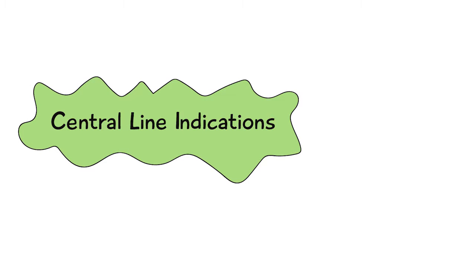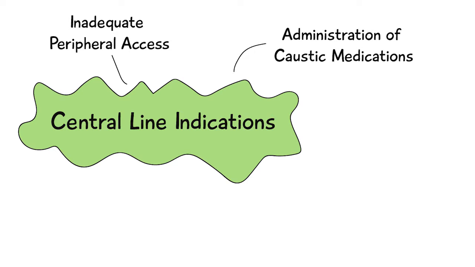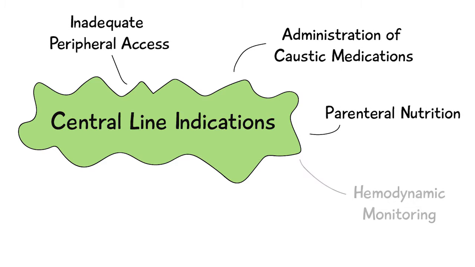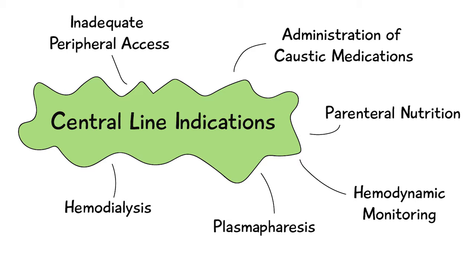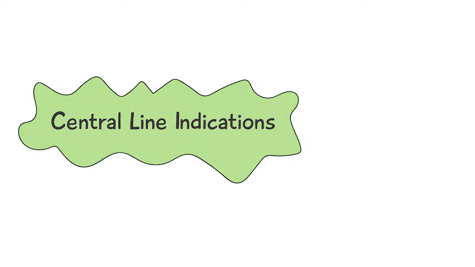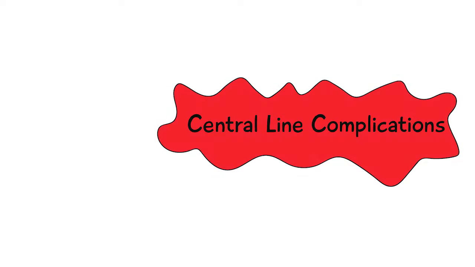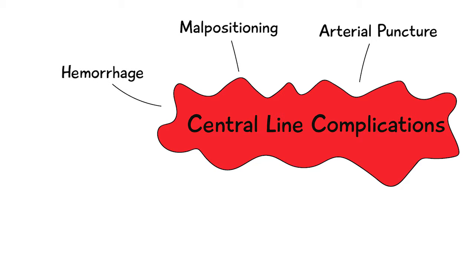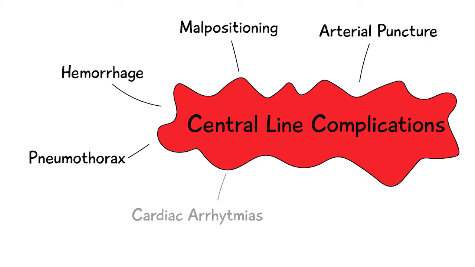Central lines are routinely placed for multiple reasons, including inadequate peripheral access, administration of caustic medications, parenteral nutrition, invasive hemodynamic monitoring, and advanced therapies such as plasmapheresis and hemodialysis. Common complications of central line placement include arterial puncture, catheter malpositioning, hemorrhage and hematoma, pneumothorax, cardiac arrhythmias, and thrombosis.